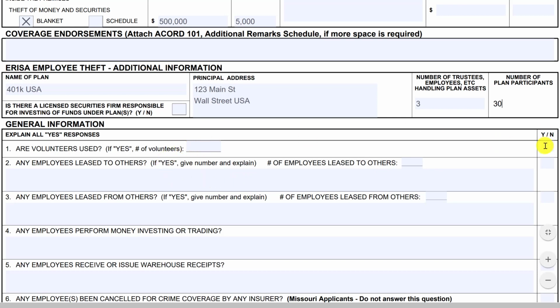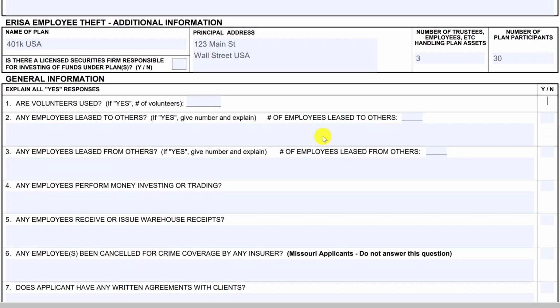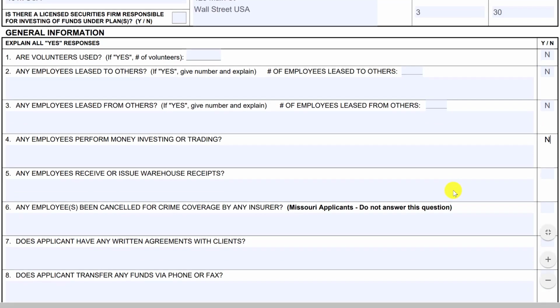Explain all yes responses. Okay, so we do not have, by the way, whenever you see something that says explain all yes responses, you know that yes means subject to more underwriting questions. So our volunteers use no. Our employees lease to others, no. All right, I'm just going to fly through these unless there's any that jump out or any employees.